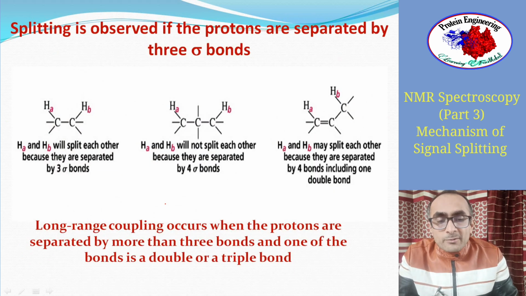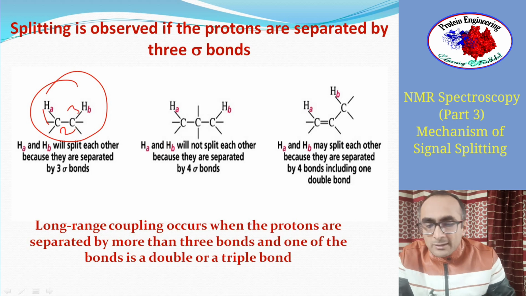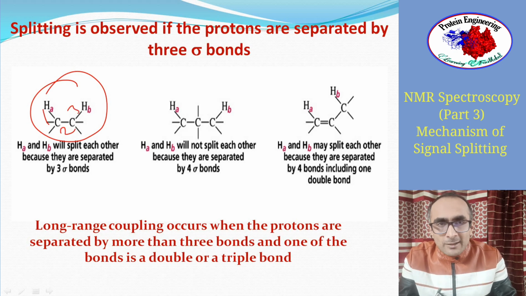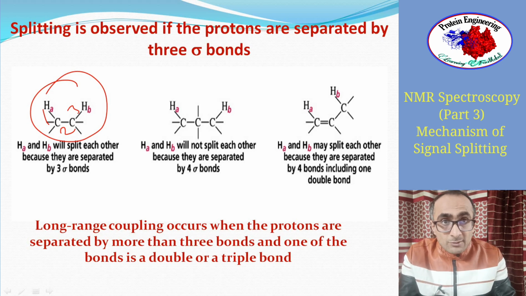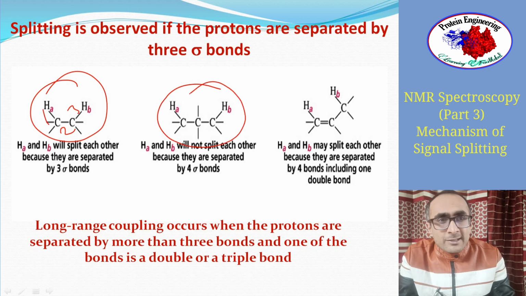Splitting is observed if the protons are separated by 3 sigma bonds. This is another condition of splitting. If the protons are 3 sigma bonds away, like they are represented here, so they are 1, 2 and 3, only then they cause spin-spin coupling, they cause splitting of each other. If they are more than 3 sigma bonds apart, like in this compound, they are too far, so they cannot split each other's signal.